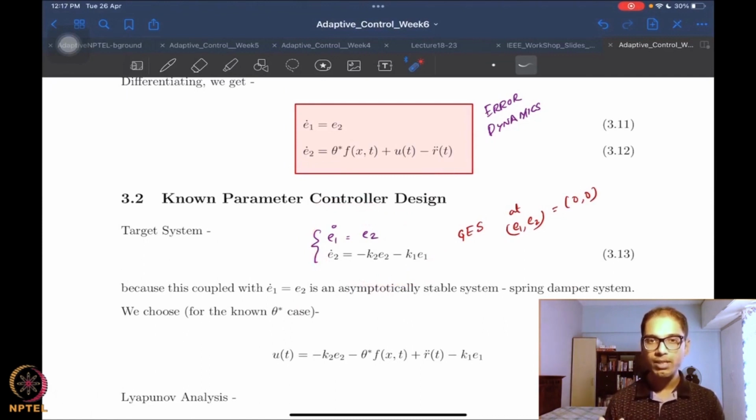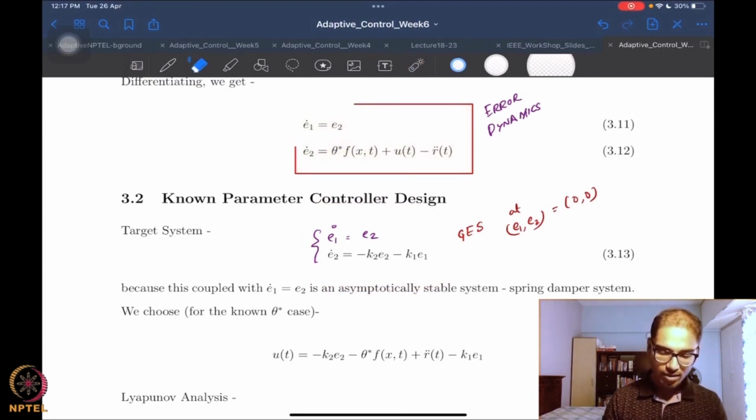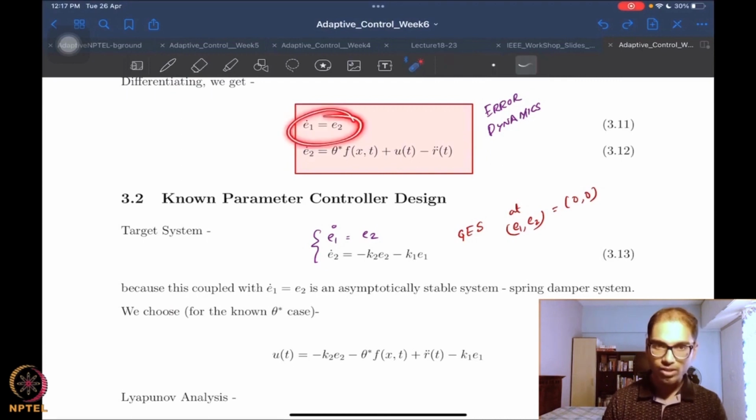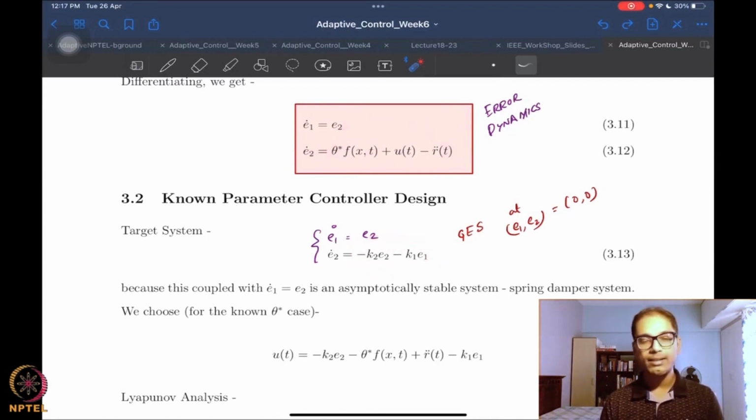So there are two requirements, right? First, it has to have nice properties for the states, which it does. It in fact is globally exponentially stable. And second, it has to be consistent with the dynamics, which it is. E1 dot continues to remain E2, right? Because I cannot change it. And here I can change the right hand side to almost anything I want. So I choose a nice stabilizing right hand side.